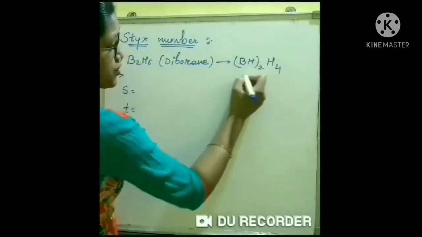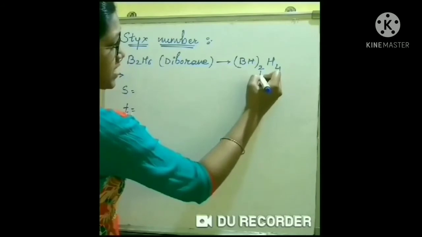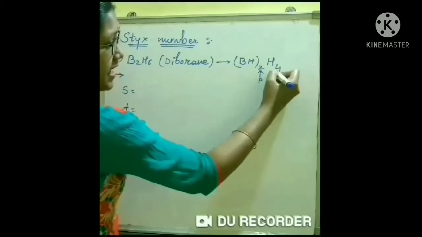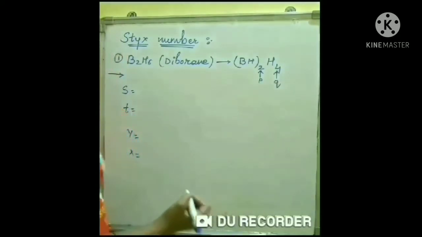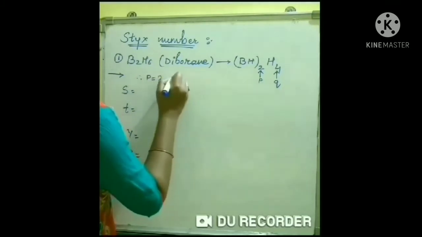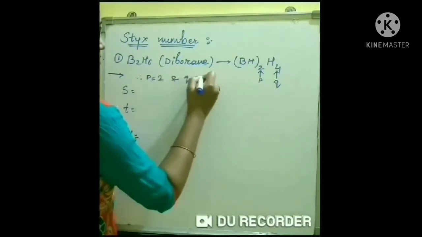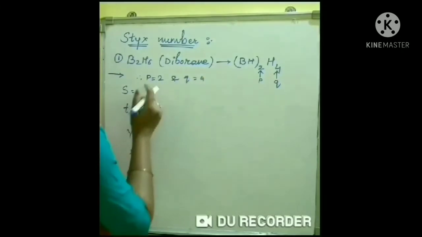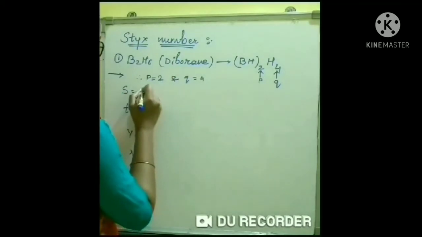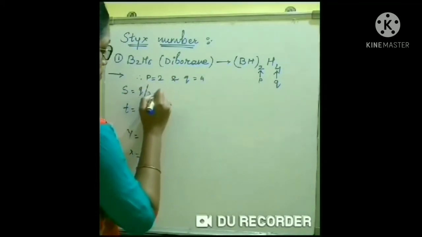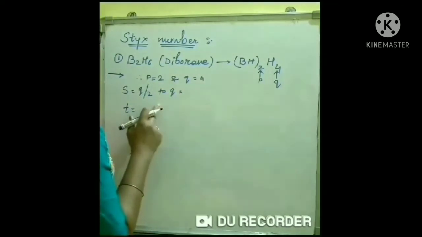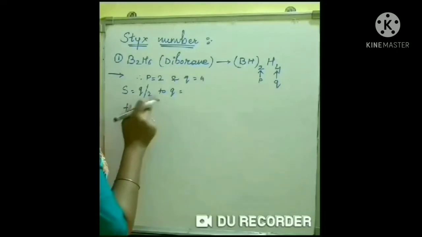Now this 2 stands for the value of P. 2 is the value of P and 4 is the value of Q. Just mention it here: value of P is 2 and value of Q is 4. Now just remember the 4 different equations. The equation for S is Q by 2 to Q. This is the first equation, for finding the value of S.